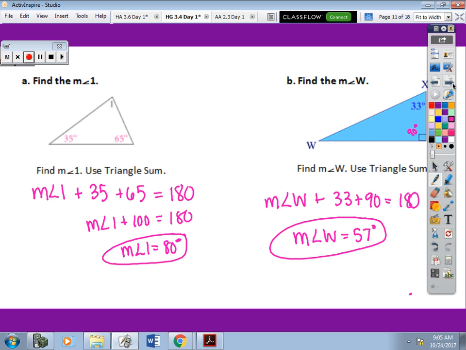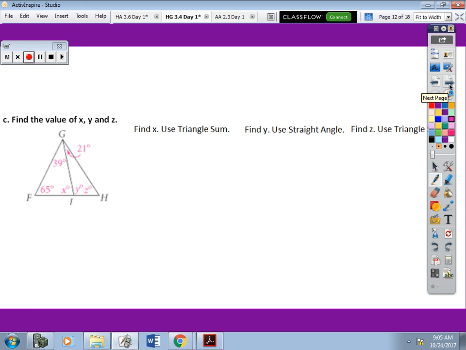All right, let's make them a little bit harder. We're going to have some triangles within triangles, overlapping, etc. Some things you're going to want to use, of course, are triangle sum, but you also want to look for straight angles. Anytime you see a linear pair, we know those two angles have to add to 180. If you know one of the angles, you can always find the other because they're a linear pair, supplementary. That's going to be useful in a lot of these problems.